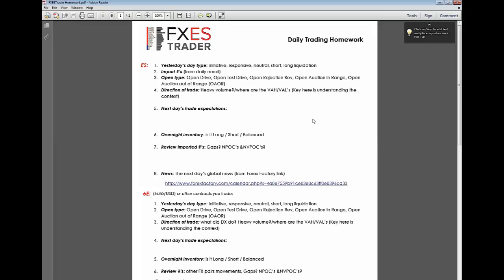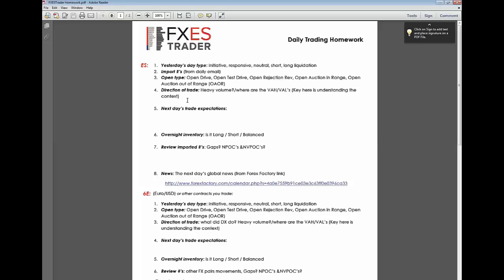I fill everything in. So we want to know what the day type was yesterday. And again, that's a market profile thing. We import the numbers from the daily email, which I've actually automated. So I put that in my nightly updates so you have all the important levels and stuff. We want to look at the open type, obviously, as the market opens, direction of trade. All this stuff helps answer that context question.